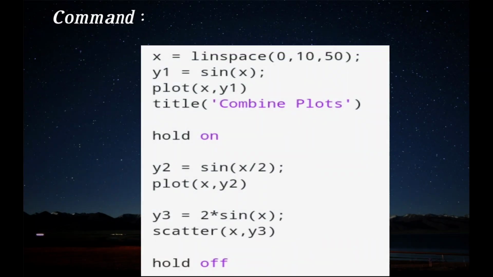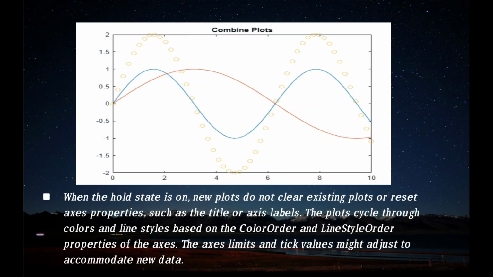Here we see the commands: x = linspace(0,10,50); y1 = sin(x); plot(x,y1); title('Combine Plots'); hold on; y2 = sin(x/2); plot(x,y2); y3 = 2*sin(x); scatter(x,y3); hold off. We get the result in combined plots.